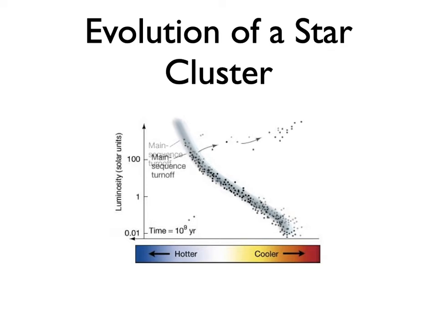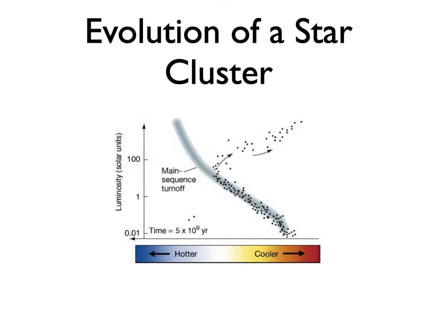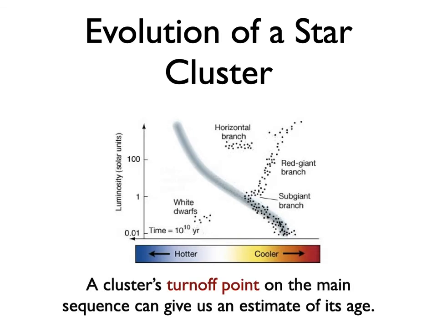Let's move forward again. 10 to the 9 years now, the top of the main sequence is still trailing off there towards the giant stage. And now we're at 5 times 10 to the 9 years. Even more stars are peeling off. So with the last one here, we're looking at the stars as they've peeled off there towards the red giant branch. There's a little bit of horizontal branch stars there. We talked a little bit about them.